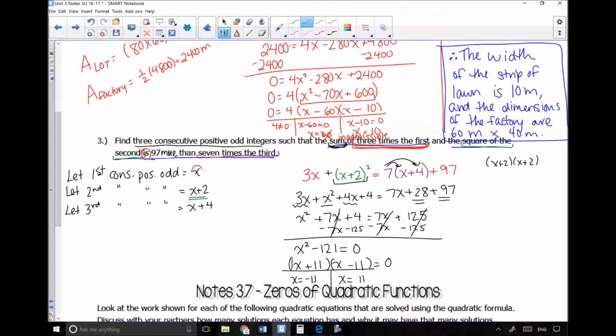But because it says that the integers have to be positive, the negative 11 is inadmissible, or it's extraneous, which means it doesn't work because it's negative and we need our positive integer. So therefore, the 3 integers are, the first one is going to be 11, the next one is 11 plus 2 or 13, and the next one is 11 plus 4, which is 15, excuse me. So the 3 integers are 11, 13, and 15. Okay?